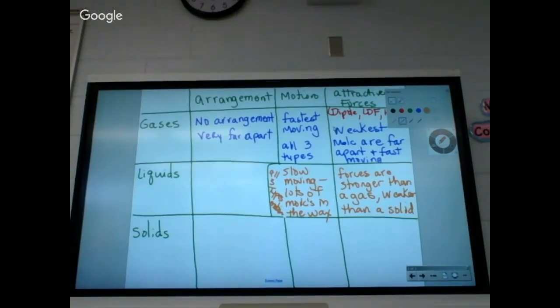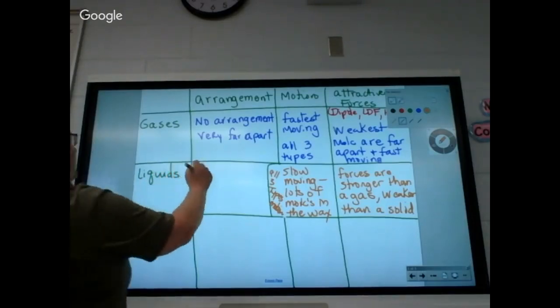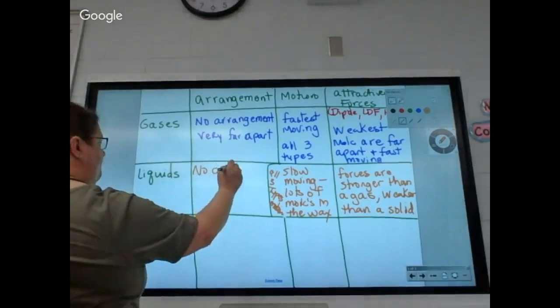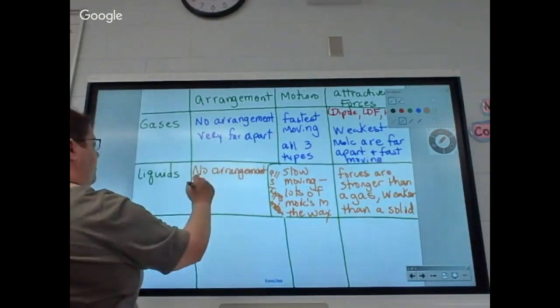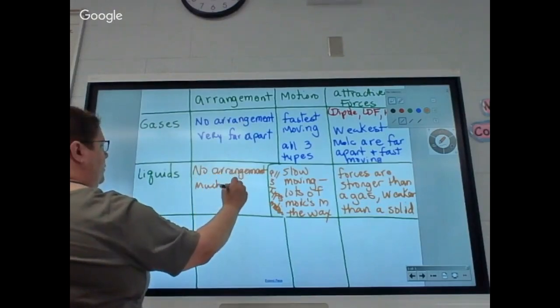All right, the arrangement. What can you tell me about the arrangements of liquids compared to gases? They're the same. Is there an arrangement? No, but they're closer together. So there's no arrangement, but they're much closer together.